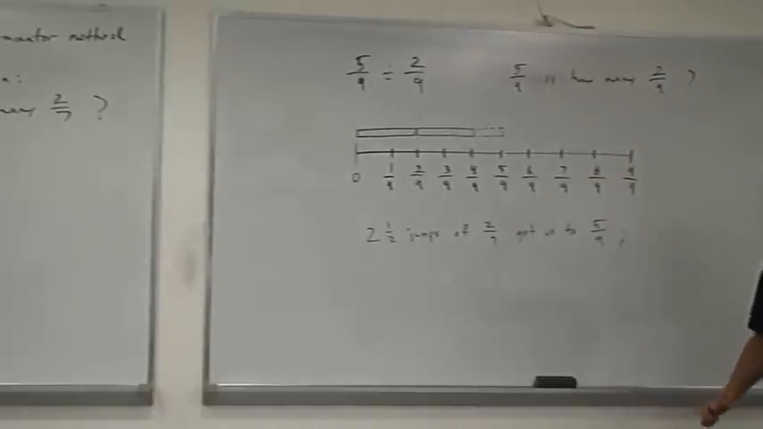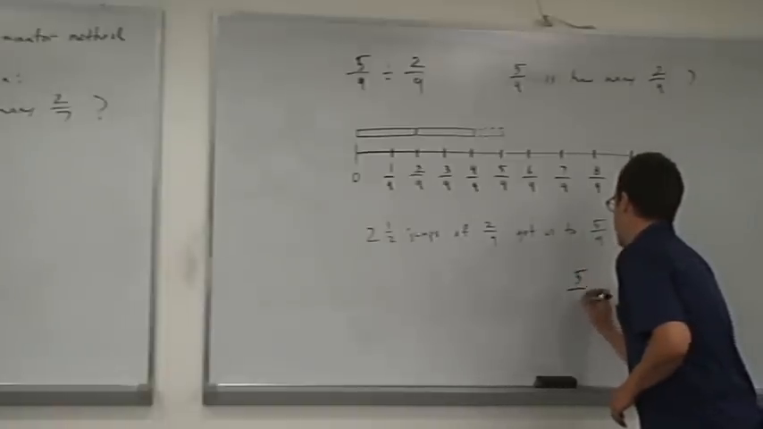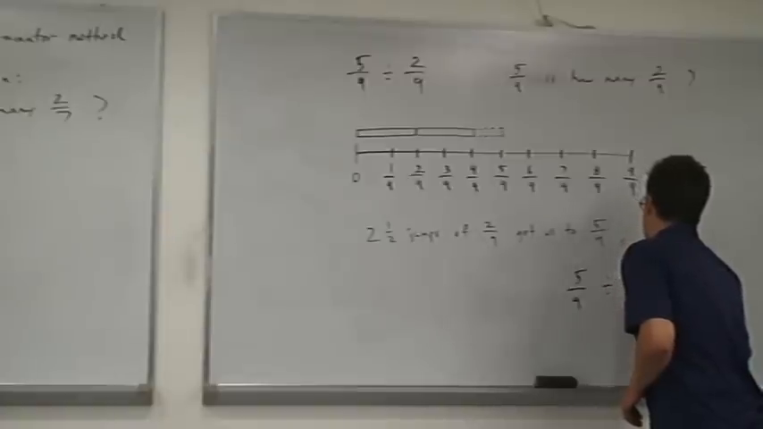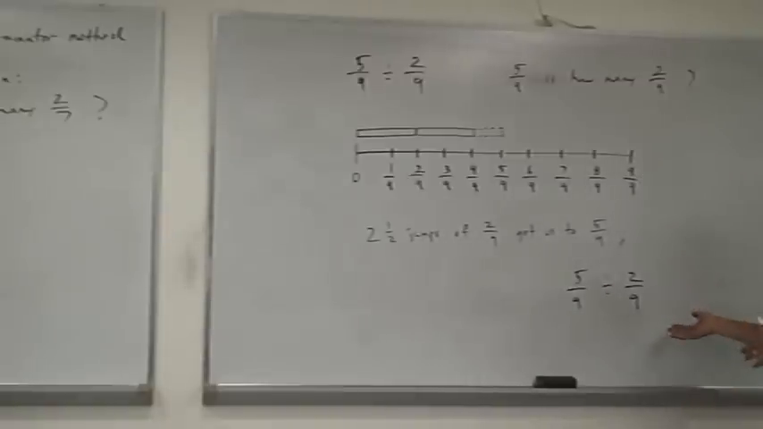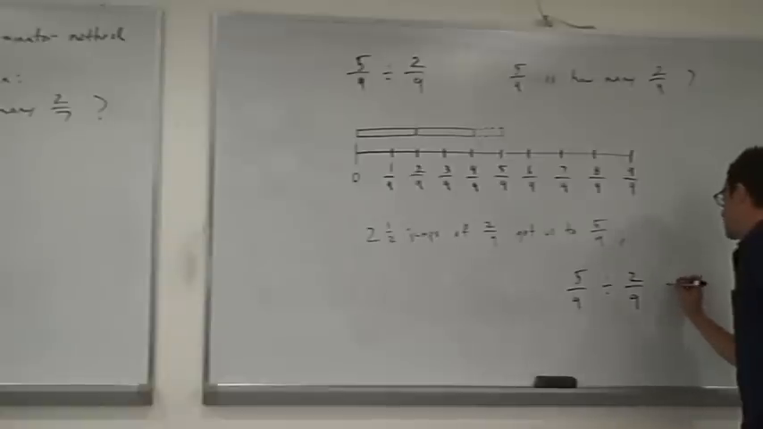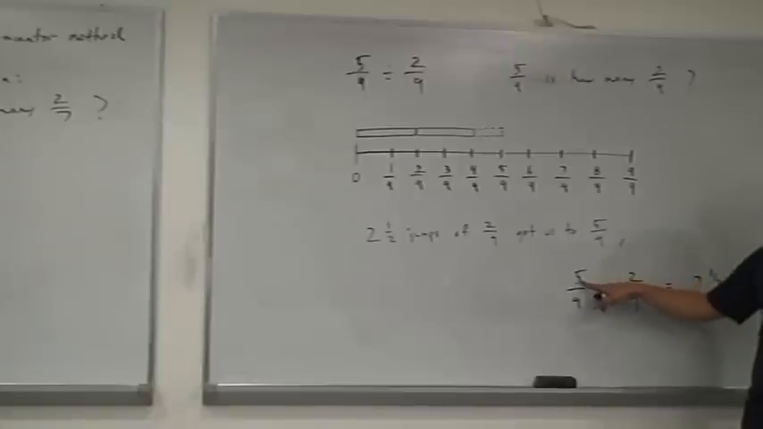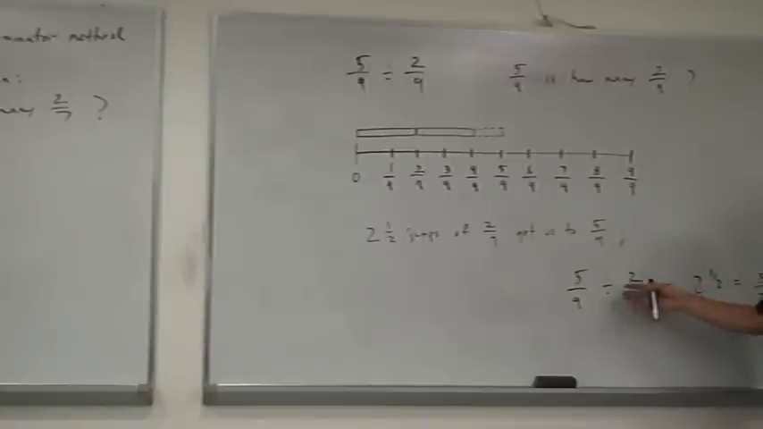Well, we know that from a measurement division perspective, the situation that is being reflected here is that 5/9 divided by 2/9, the answer to this question, is the number of jumps of 2/9 that get us to 5/9. We've just seen that the solution is 2 1/2, which of course as an improper fraction is 5/2. So even in a case where the numerator of the dividend is not an exact multiple of the numerator of the divisor, we still have the same process working. It's still a valid process.